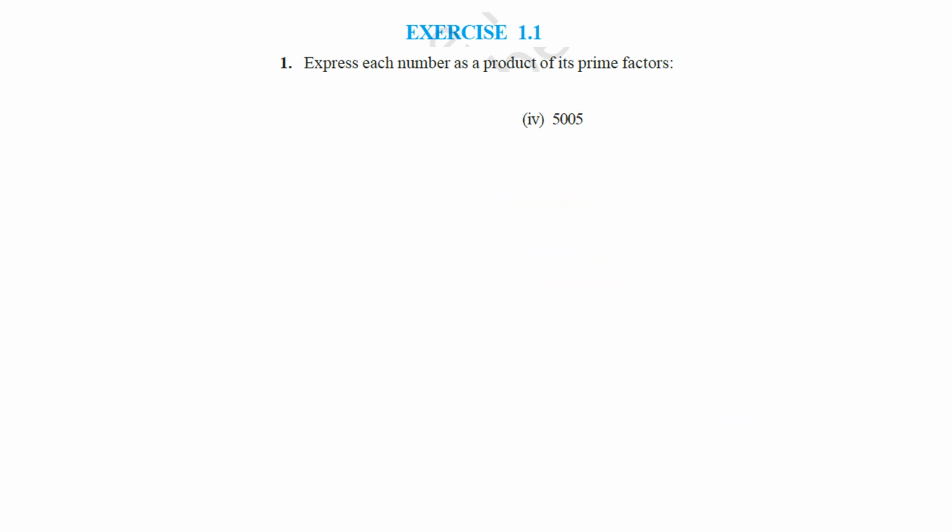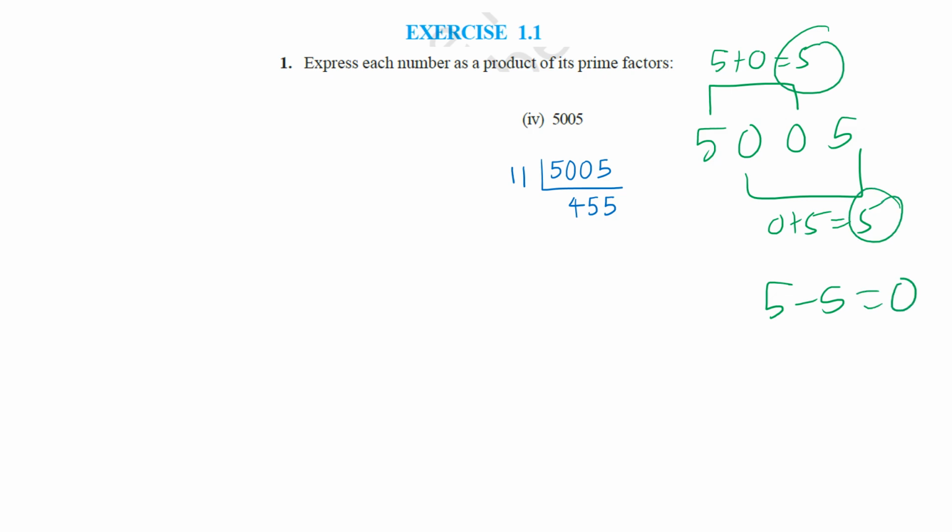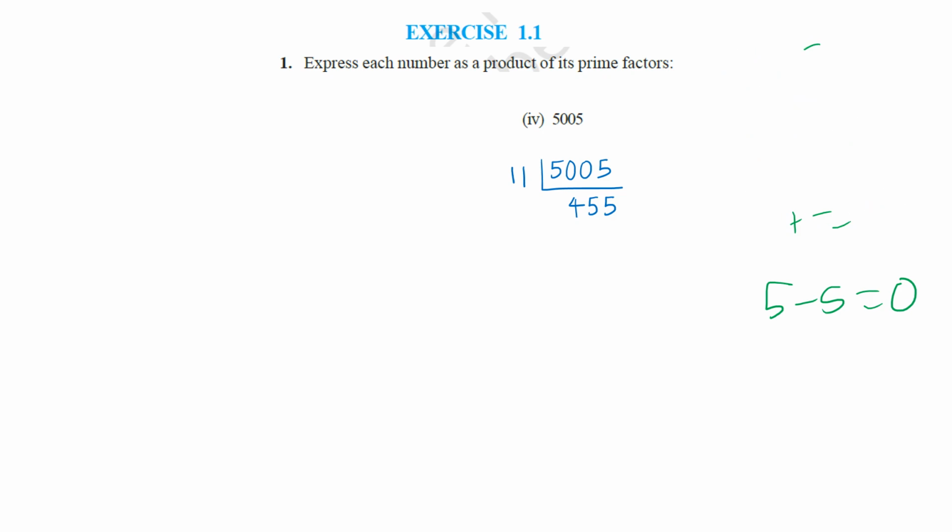Next question, 5005. This number definitely looks divisible by 5, but it is also divisible by 11. Why is it divisible by 11? Because if you look at the alternating sum, 5 plus 0 is 5, 0 plus 5 is 5, and if you take the difference, 5 minus 5 is equal to 0. So this number passes the divisibility test for 11. So we can divide by 11, a bigger number.